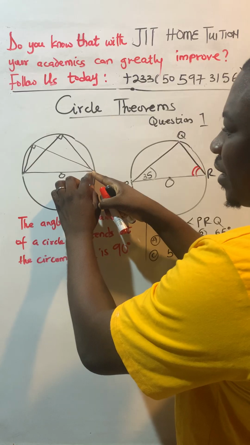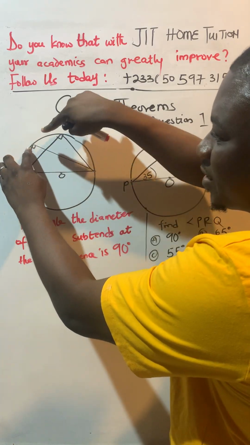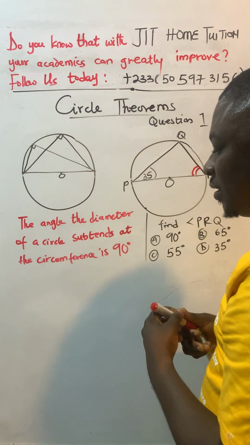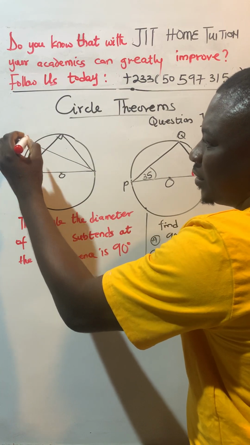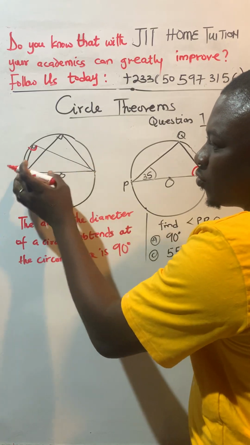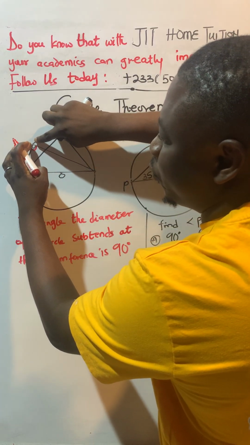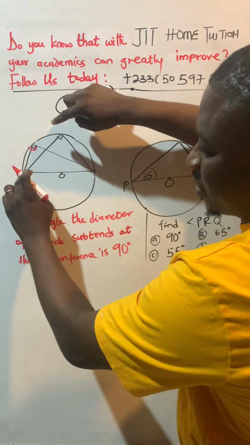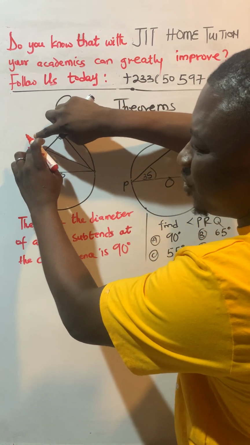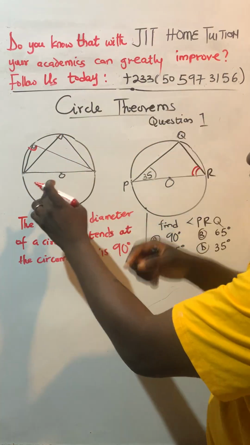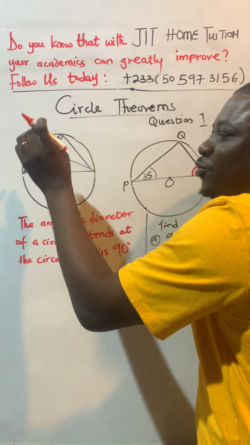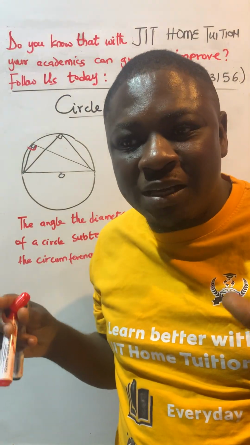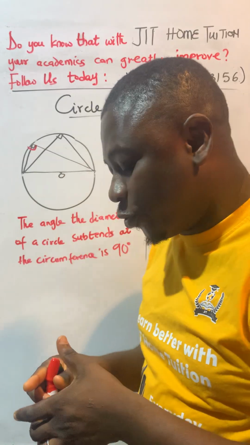So this is the diameter. The angle that it creates at the circumference of a circle is what? 90 degrees. So let's look at this. This side is 90. That means the ends of the diameter, when they meet at any point on the circumference of a circle, the angle that is created there is 90 degrees. You have to keep this in mind if you want to understand circle theorem. So this is one of the theorems.